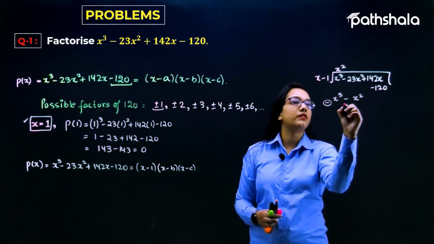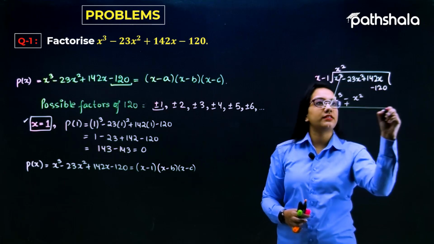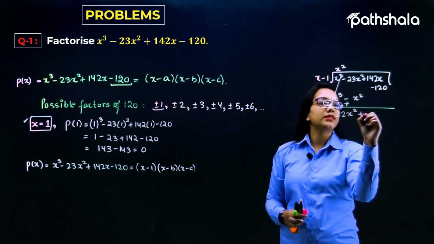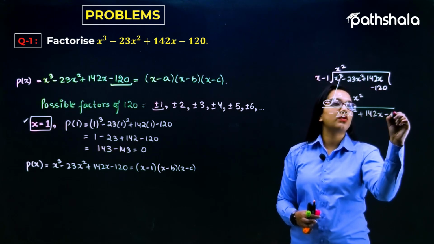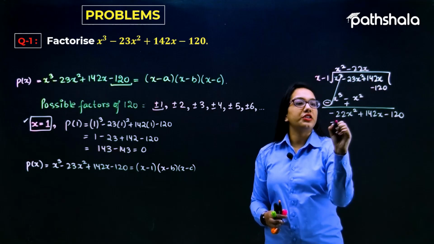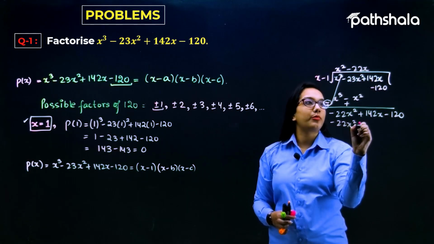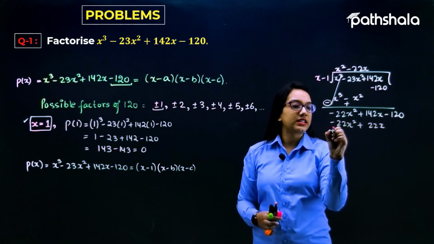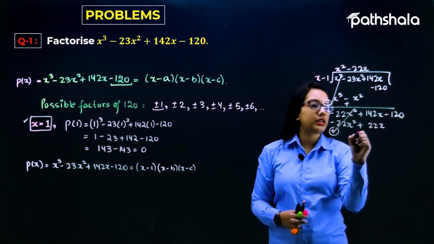So it will be minus, it will be plus. Both the terms get cancelled with each other. So it will be nothing but minus 22x square plus 142x minus 120. Again further we can say it is minus 22x. So it is minus 22x square plus 22x. Now let's just change the sign. So it is plus, it gets cancelled, it is minus.